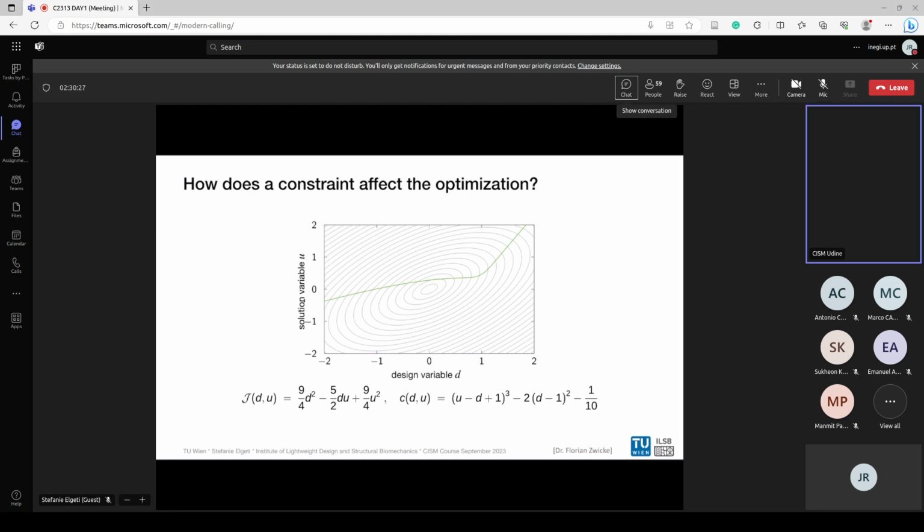This is the constraint then. So these are contour lines of the objective function. We can see that this would be the minimum, but we also want to satisfy the constraint. So actually the solution that we're looking for is here.